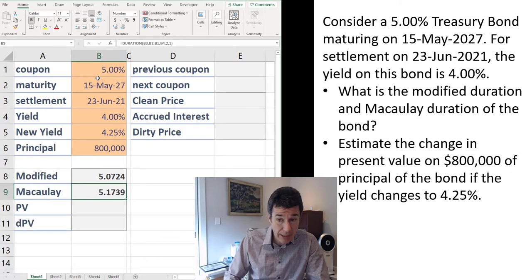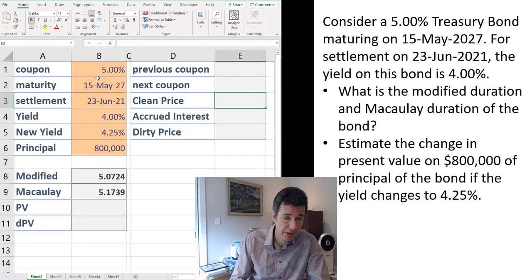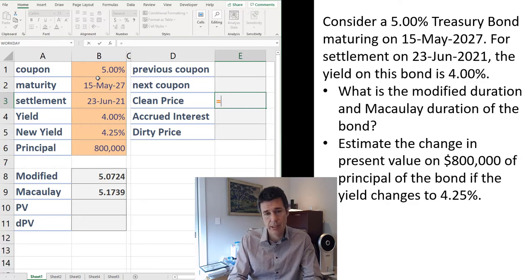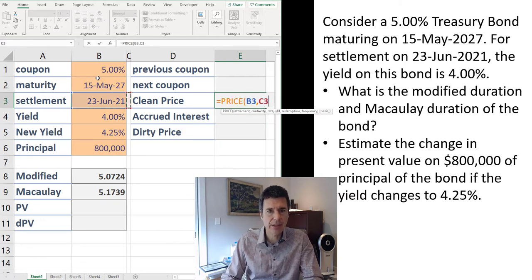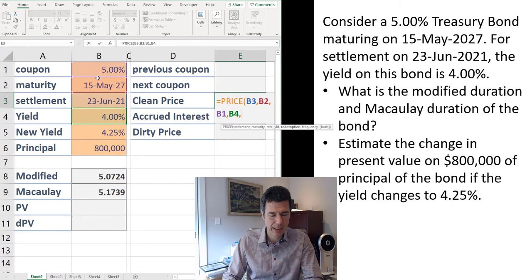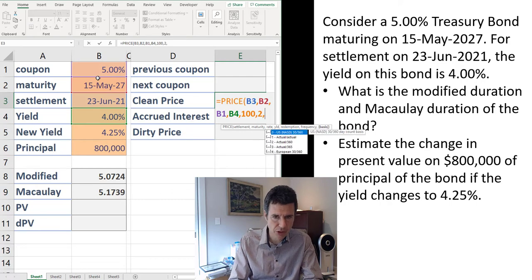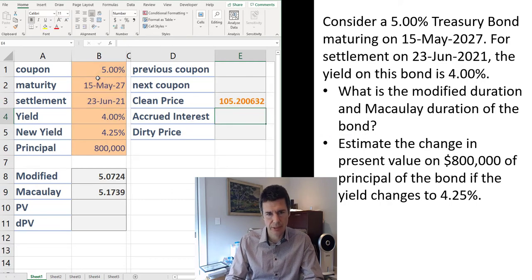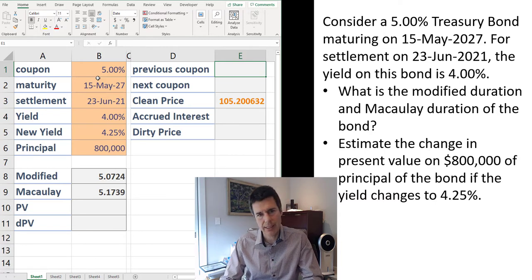Okay, in order to estimate the change in present value, we need the present value. So I'm going to calculate that. In order to do that, I need my prices. So I need to calculate the clean price, the accrued interest, and the dirty price. The clean price, I can use the Excel function PRICE. That takes the settlement date, the maturity date, the coupon rate, the yield, redemption 100. The clean price is for $100 of principal. The frequency 2, basis is 1. There's my clean price.